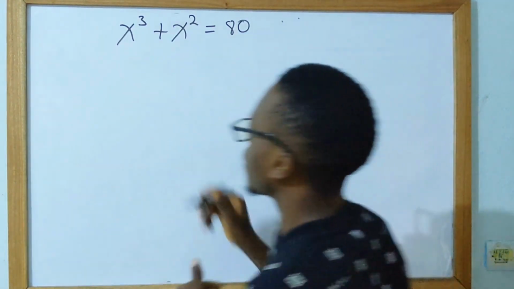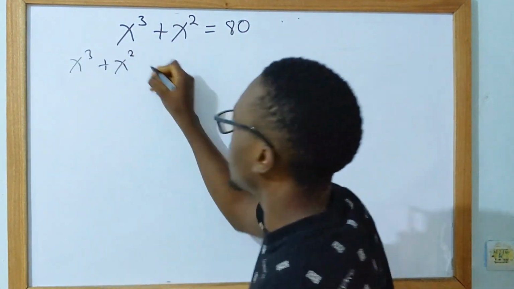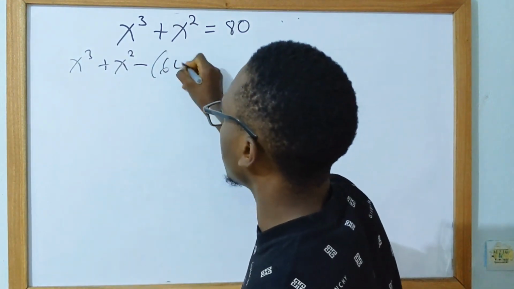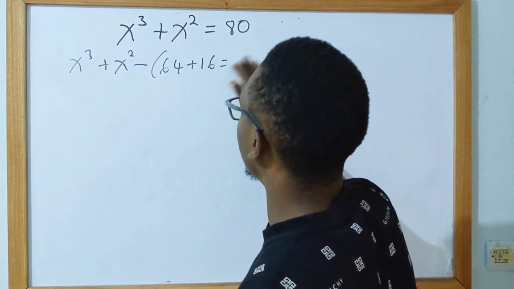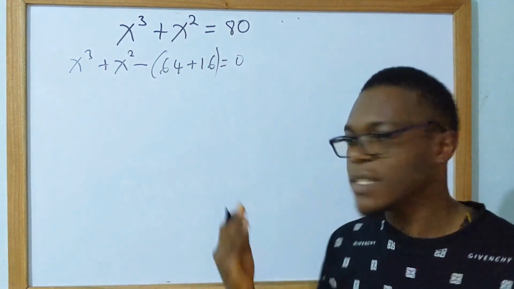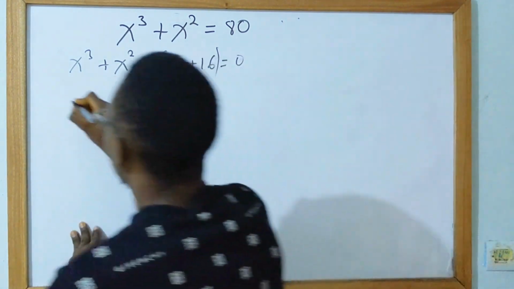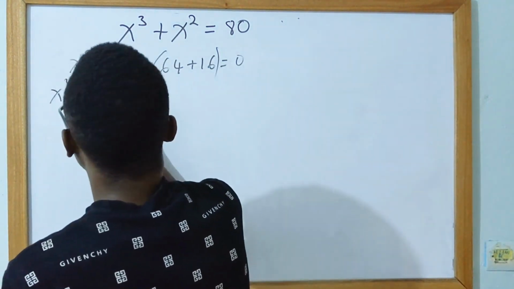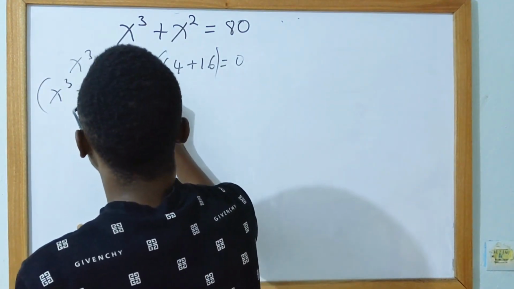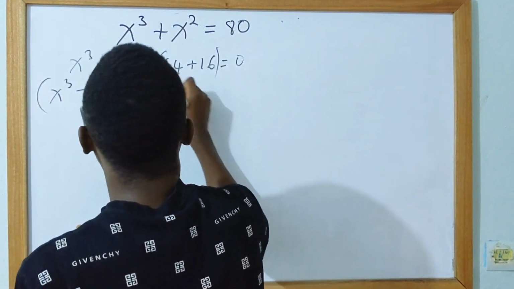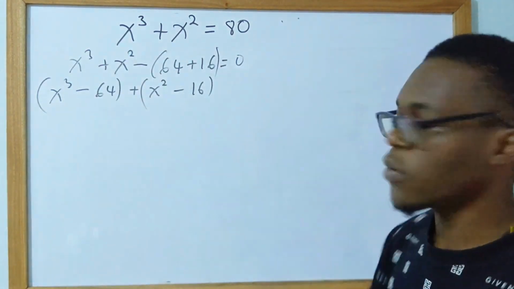We have x cubed plus x squared minus 64 plus 16 equals to 0. Hence, from here, you can bring x cubed and have x cubed minus 64 plus x squared minus 16. I just put it like this, the bracket is not affecting anything. That is what you are having.